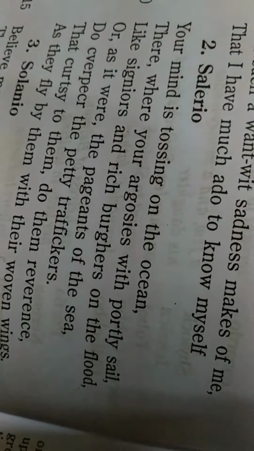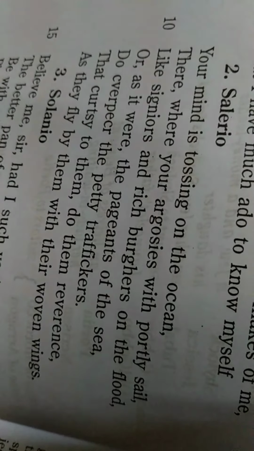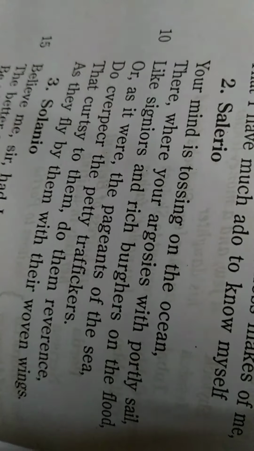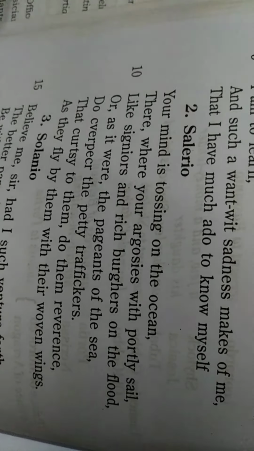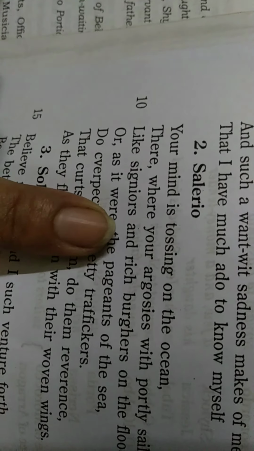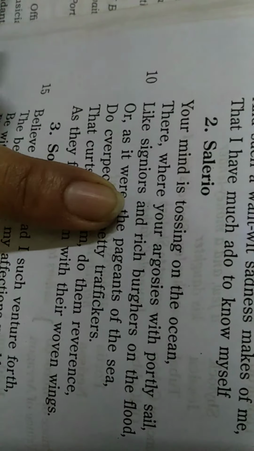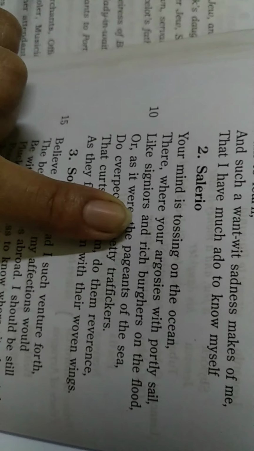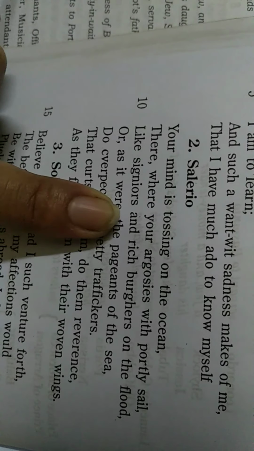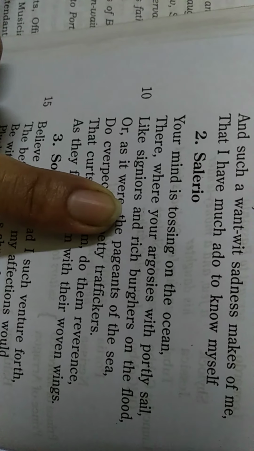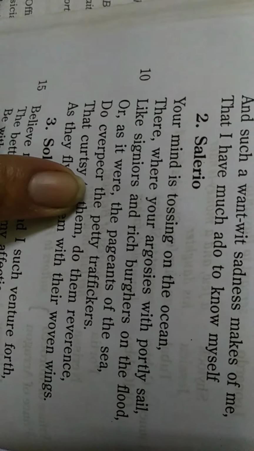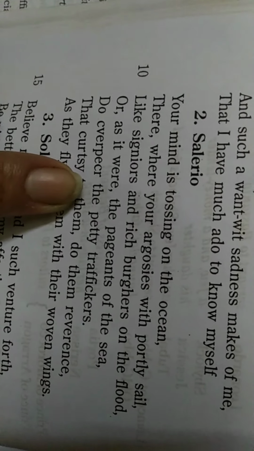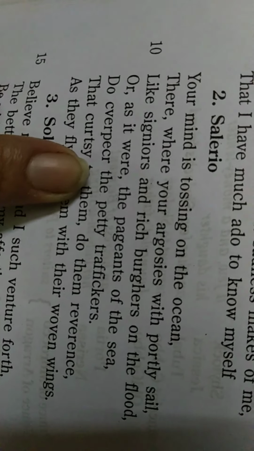What is the meaning of these sentences? That you must be thinking about your ships, and your large ships may be compared to the noblemen of the city, as the rich noblemen have their own gorgeous spectacles. Your ships have the same among petty traffickers. That means there are very gorgeous ships in the ocean belonging to many rich persons, and your ships are also very gorgeous like them.